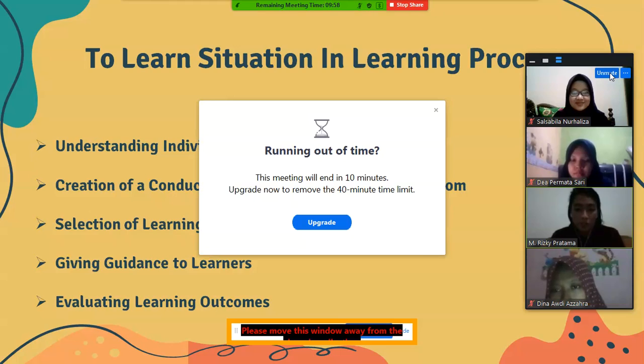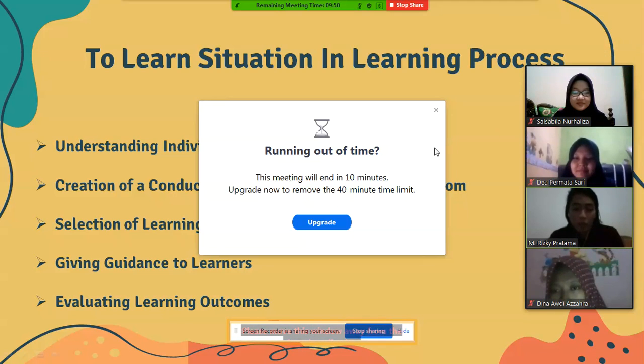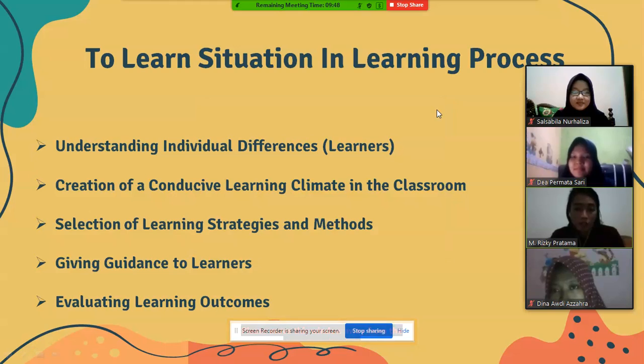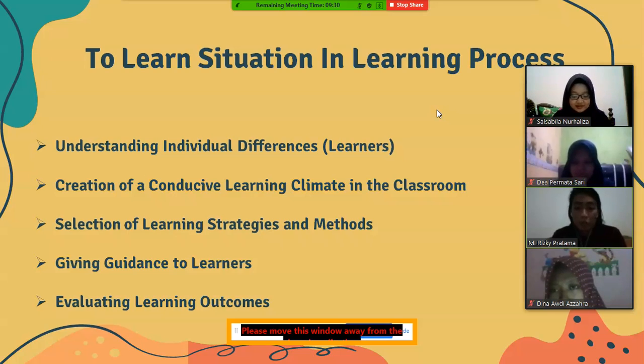To learn situation in learning process, it can be divided into five. The first one is understanding individual differences, which is the learner itself. Because the characteristic of each student is different from one another, it is important to understand the different characteristic of each student at the different growth and development level to create an effective and efficient learning process.